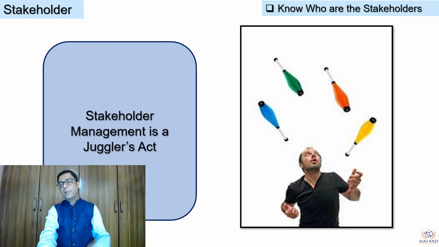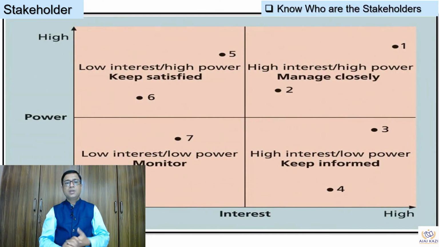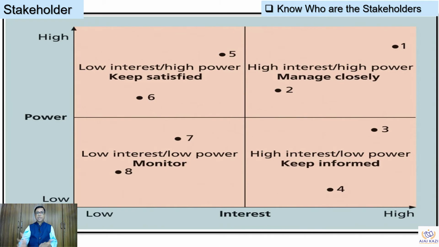For that, you're going to have one important chart or grid, which is called the power versus interest grid, which everyone must start implementing on their projects. It will give very good results on your projects. So this is called the power versus interest grid. On the vertical axis is power, on the horizontal axis is interest, and you can see the grid.